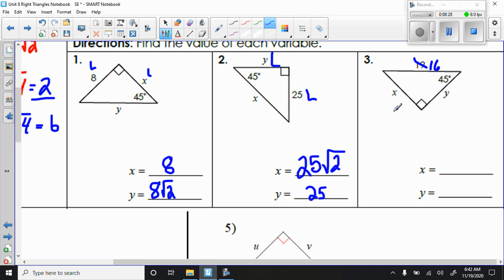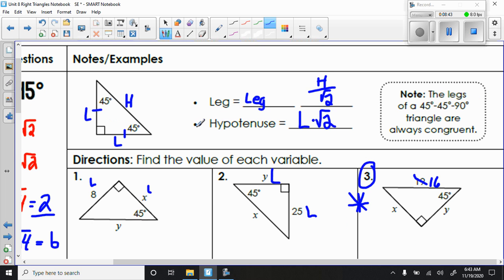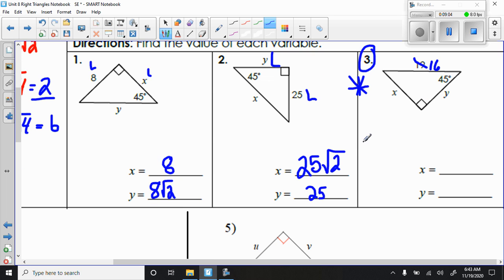All right, so this is a toughie. If I was you, I would try to circle this or star it. We start with the hypo, and we start with the hypo as a whole number. So how we get the leg is we take hypo divided by radical 2. I have to use this one right here because I don't have another leg to say leg equals leg. So to get the leg, I'm going to go to this formula. I'm going to say 16 divided by radical 2.